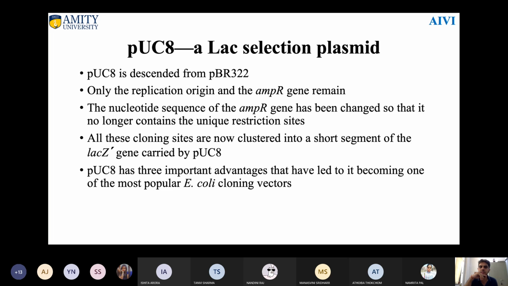Application of origin and ampicillin resistant gene. So what if we keep in this vector this enzyme? So in this vector, we keep only.